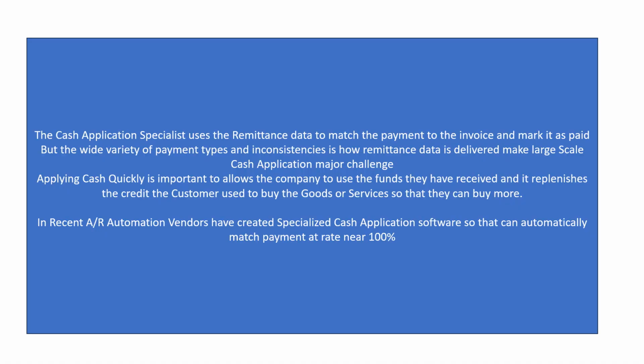The cash application specialist uses the remittance data to match the payment to the invoice and mark it as paid. But the wide variety of payment types and inconsistencies in how remittance data is delivered make large-scale cash application a major challenge. Applying cash quickly is important to allow the company to use the funds they have received, and it replenishes the credit the customer used to buy the goods.